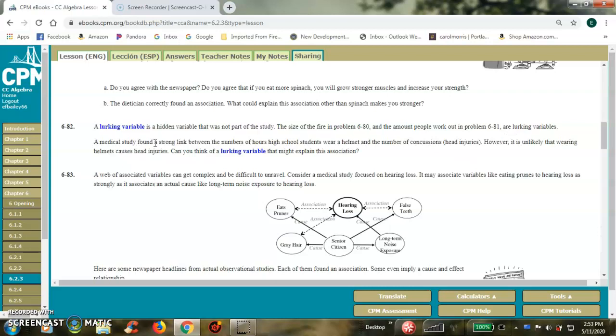A medical study found a strong link between the number of hours high school students wear a helmet and the number of concussions, head injuries. However, it's unlikely that wearing helmets causes head injuries. Can you think of a lurking variable that might explain this association?